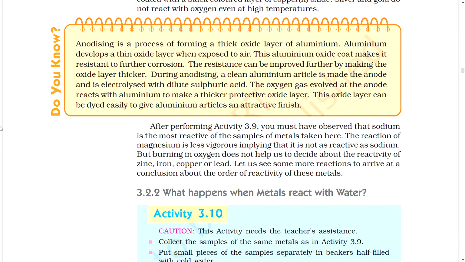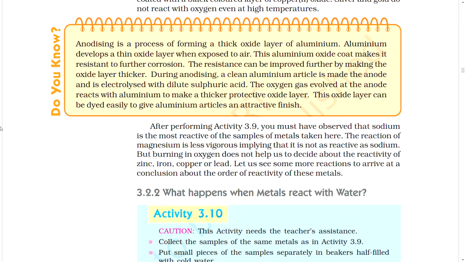Do you know? Anodizing is the process of forming a thick oxide layer of aluminium. Aluminium develops a thin oxide layer when exposed to air. This aluminium oxide coat makes it resistant to further corrosion. The resistance can be improved further by making the oxide layer thicker.